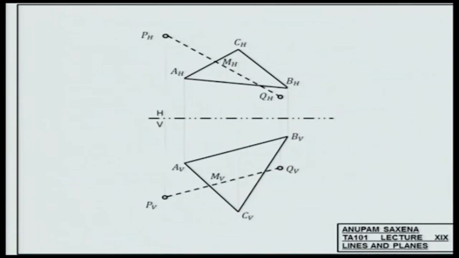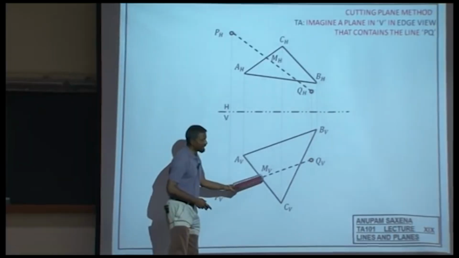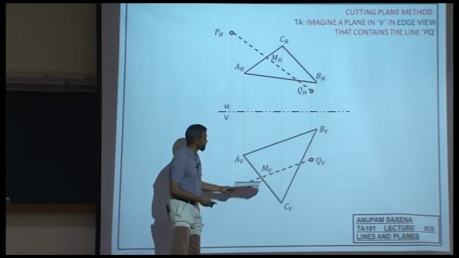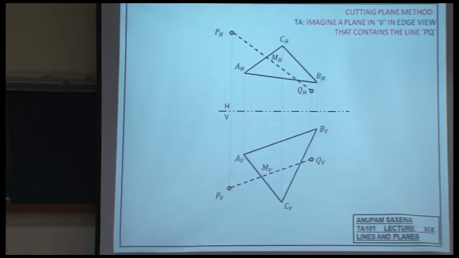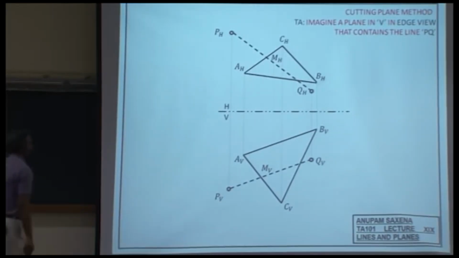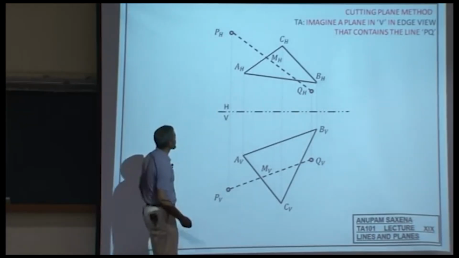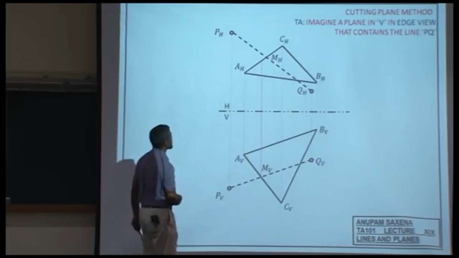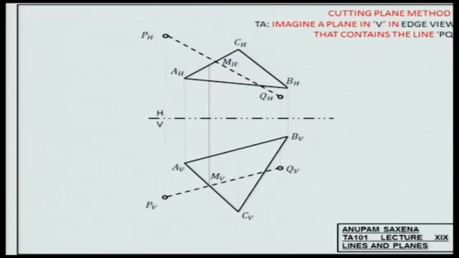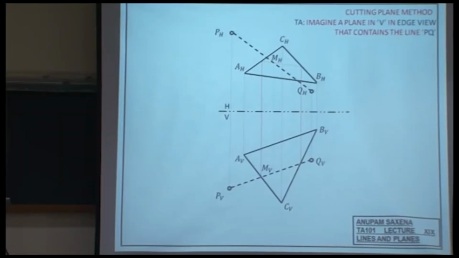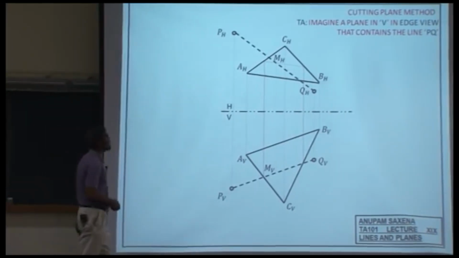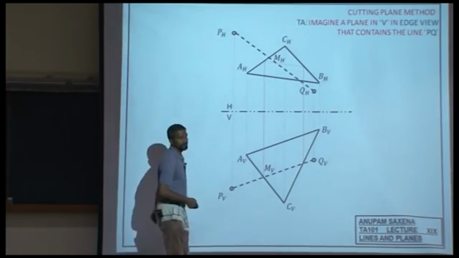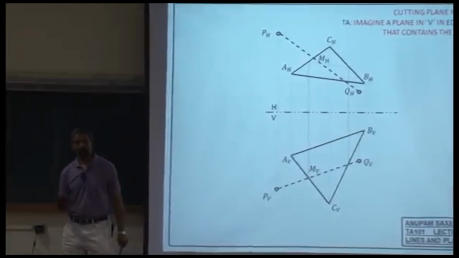The same thing from the frontal side. Imagine a plane which is containing PQ here. It intersects the plane ABC. Okay. How do you find the points of intersection? Raise the vertical from here to here. Raise another vertical from here to here. That is your line of intersection between that imaginary plane and the plane ABC, and of course this is your point of intersection. So whether you start from the horizontal plane or the vertical plane doesn't really matter.